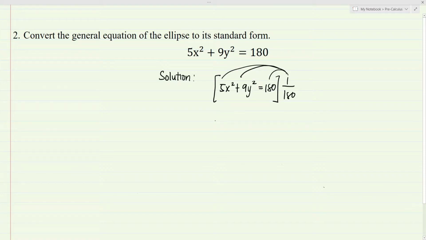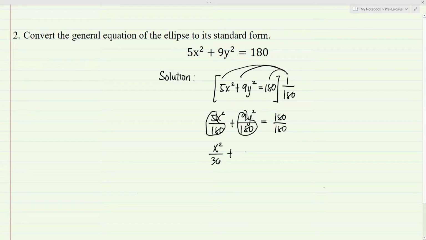I will have here 5x squared over 180 plus 9y squared over 180, then 180 over 180. Simplify the fractions. I have here 5 over 180. That will be 1 over 36. So the first term here is x squared over 36 plus, on the second term, I have here 9 over 180. That would be 1 over 20. So the second term would be y squared over 20.